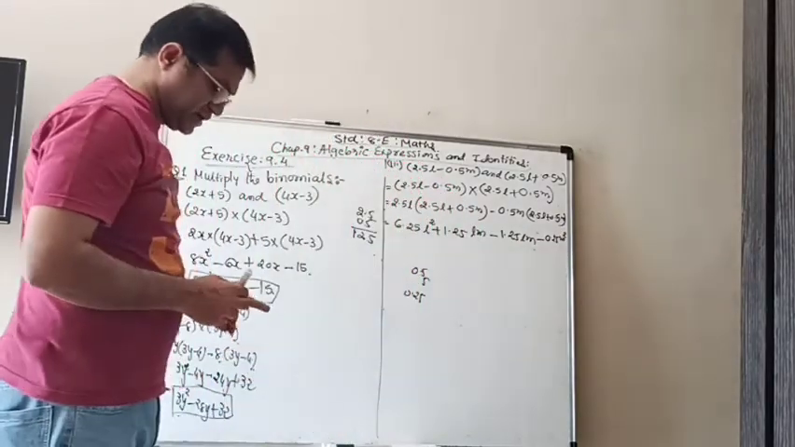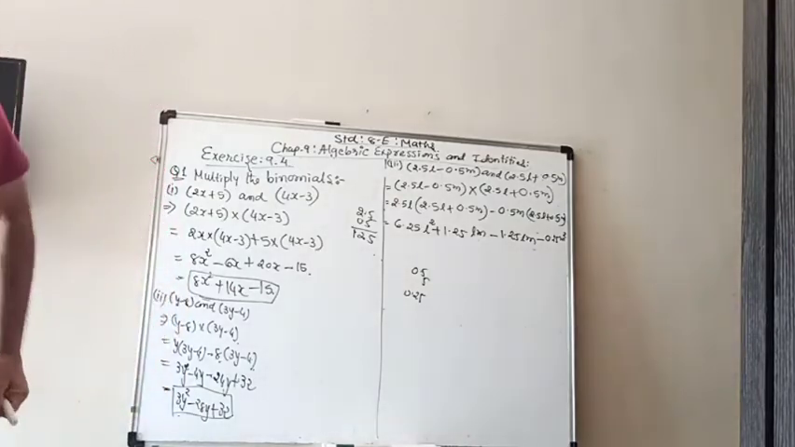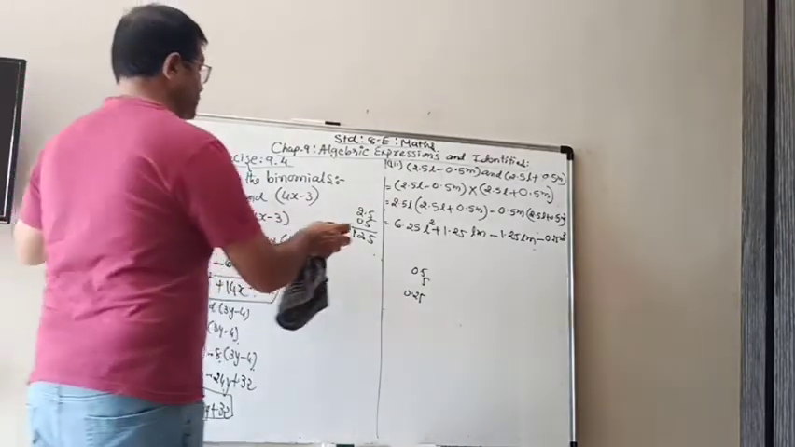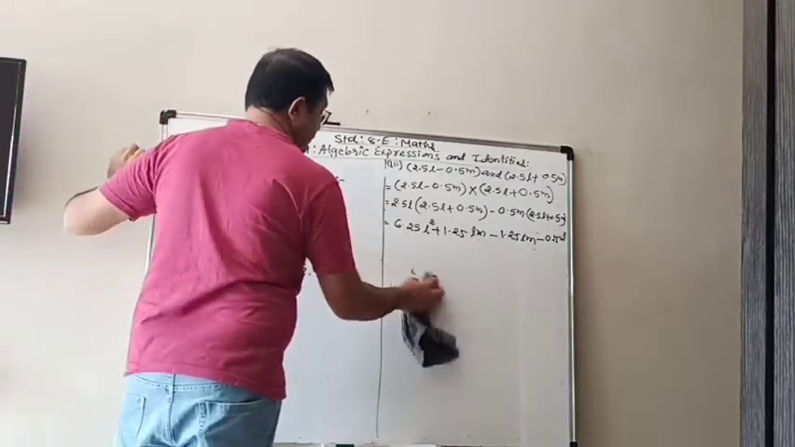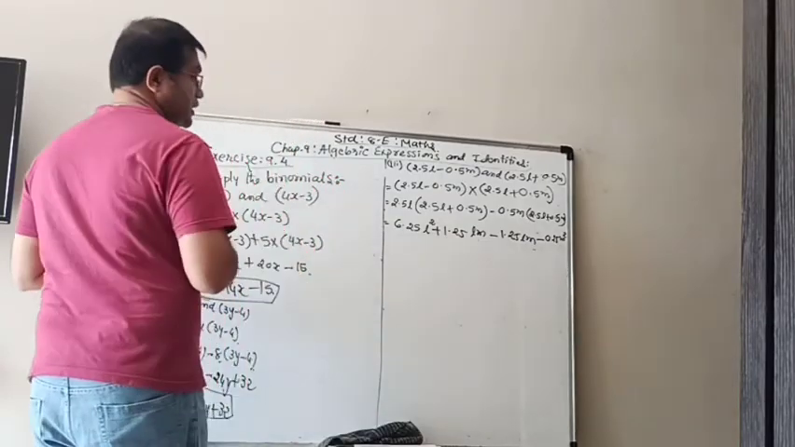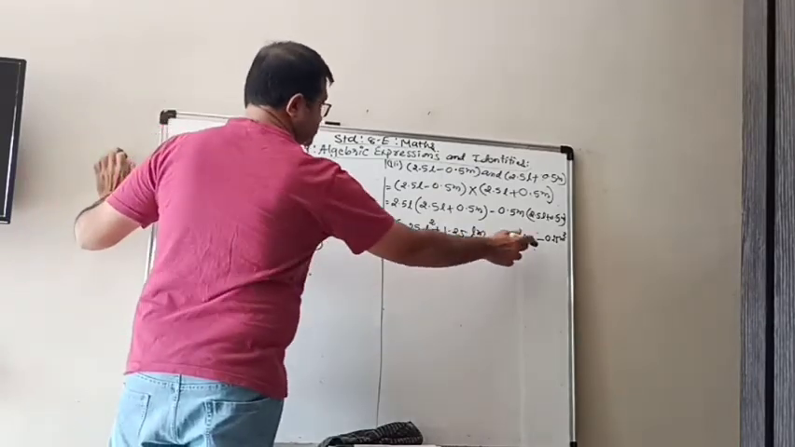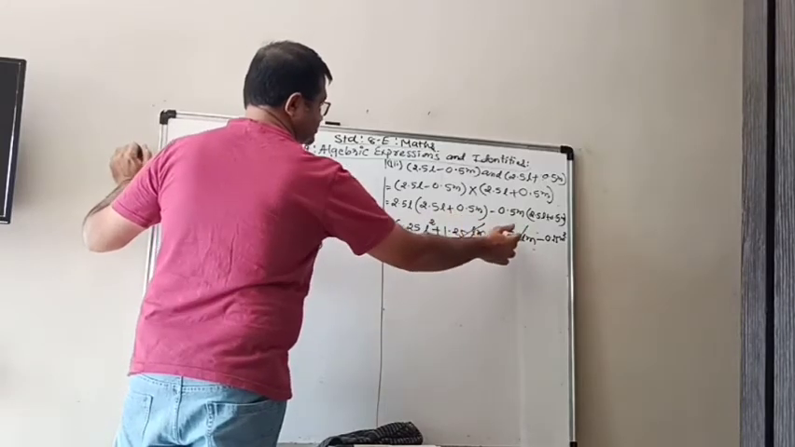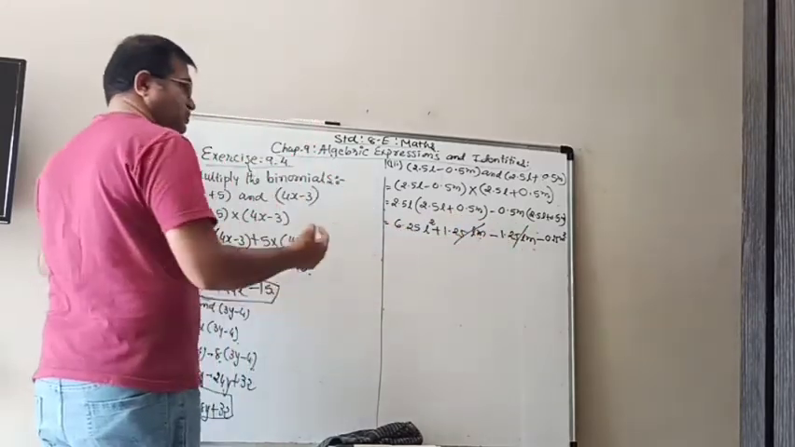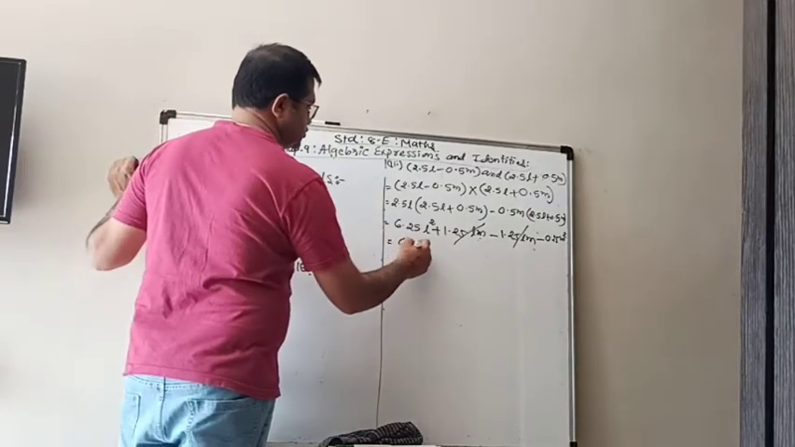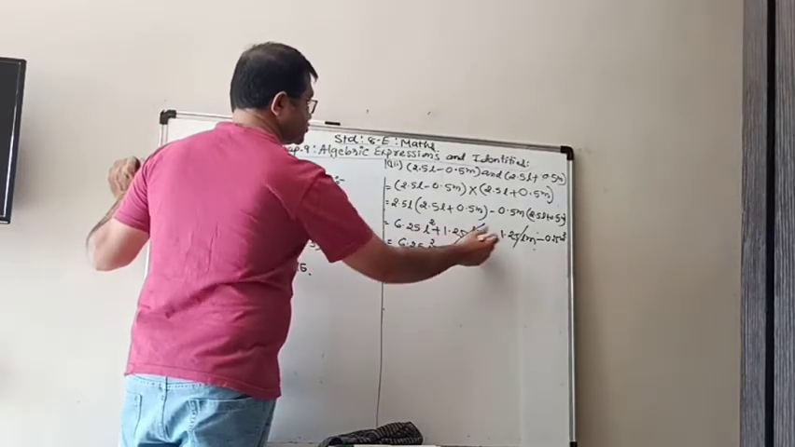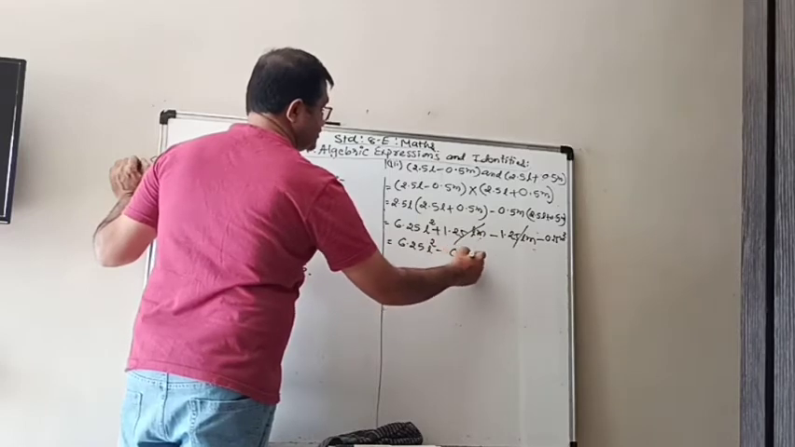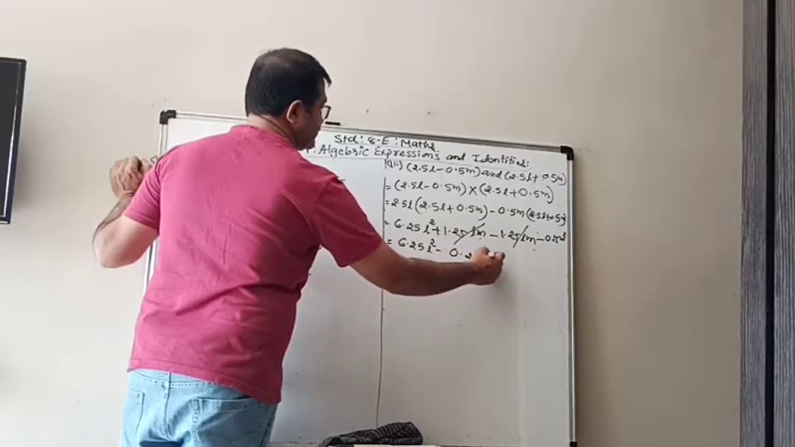Now here you can see that the like terms are opposite of each other. 1.25 LM minus 1.25 LM have the same digits but opposite signs, so it will be 0. So it is equal to 6.25 L square minus 0.25 M square.